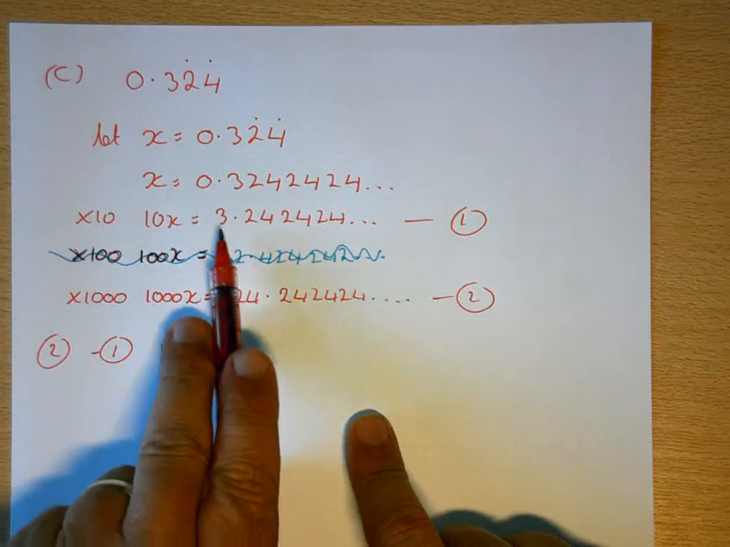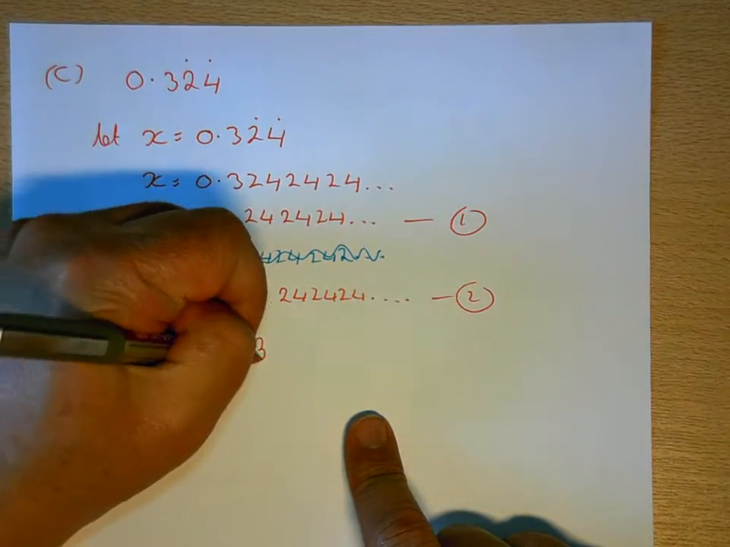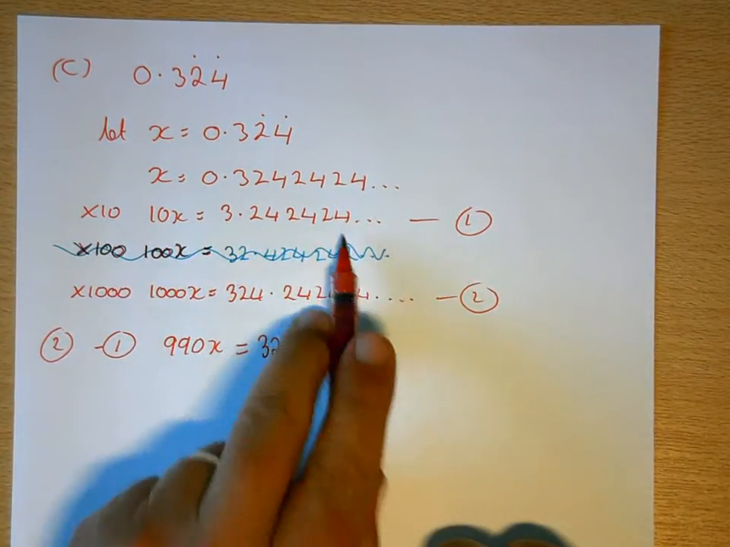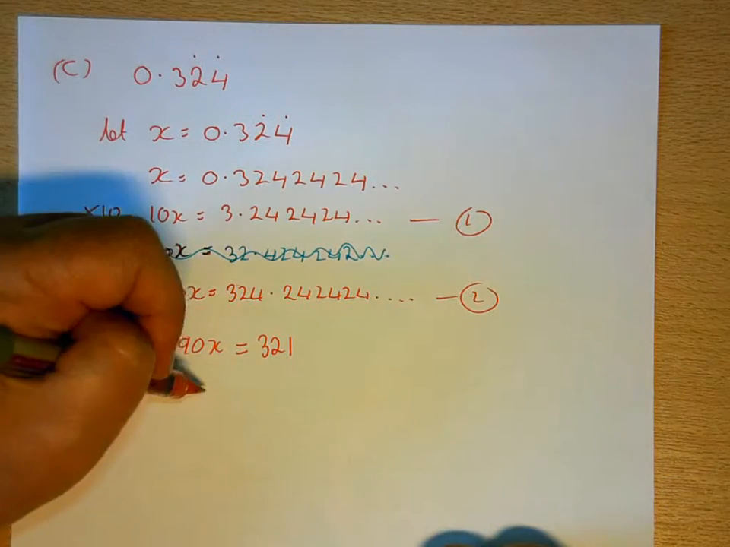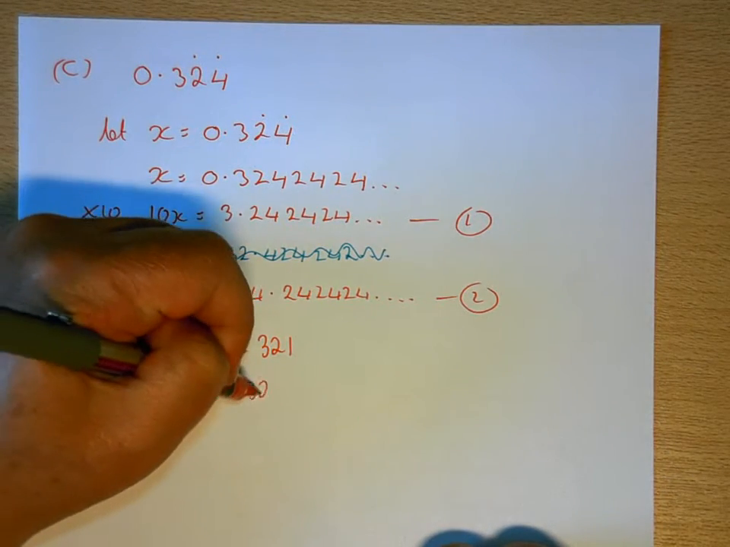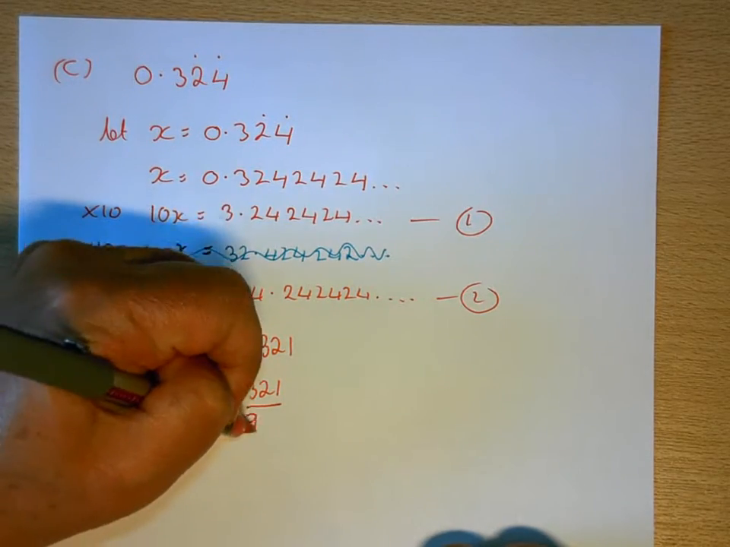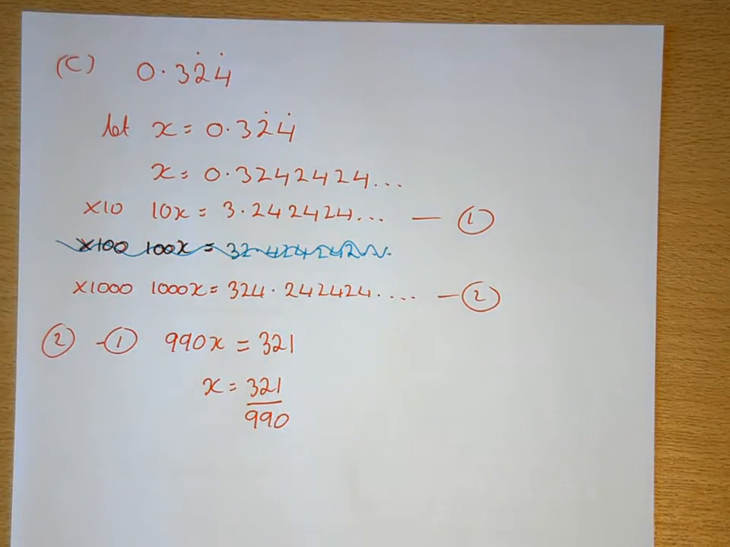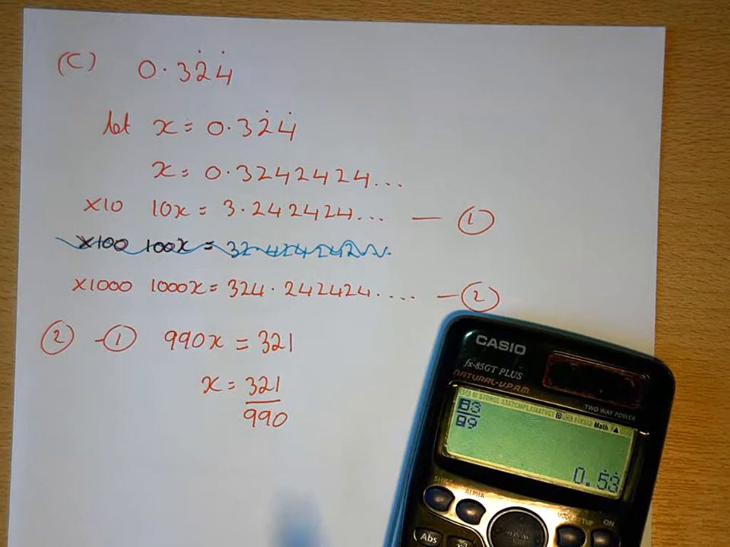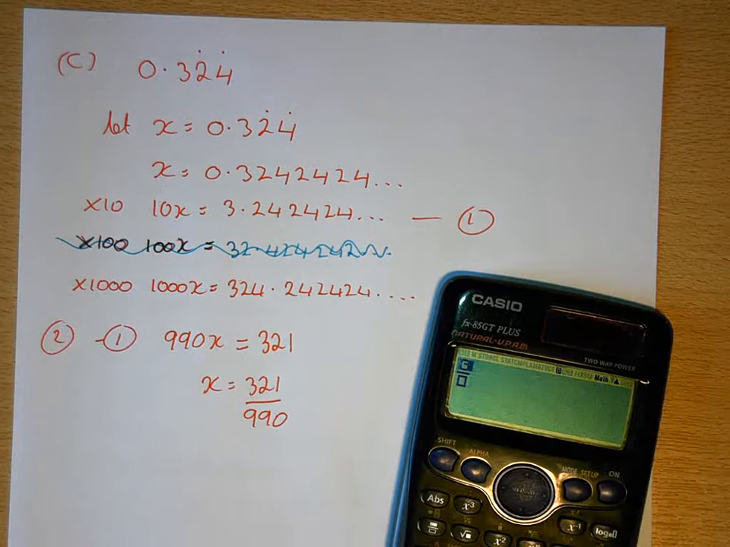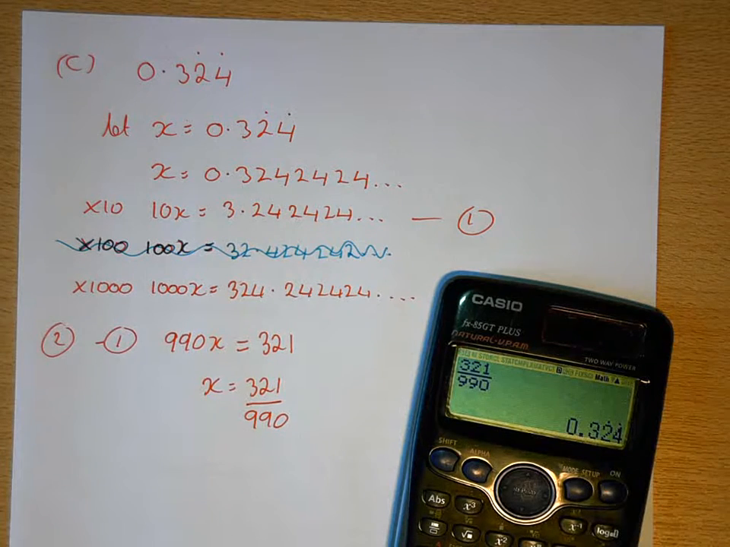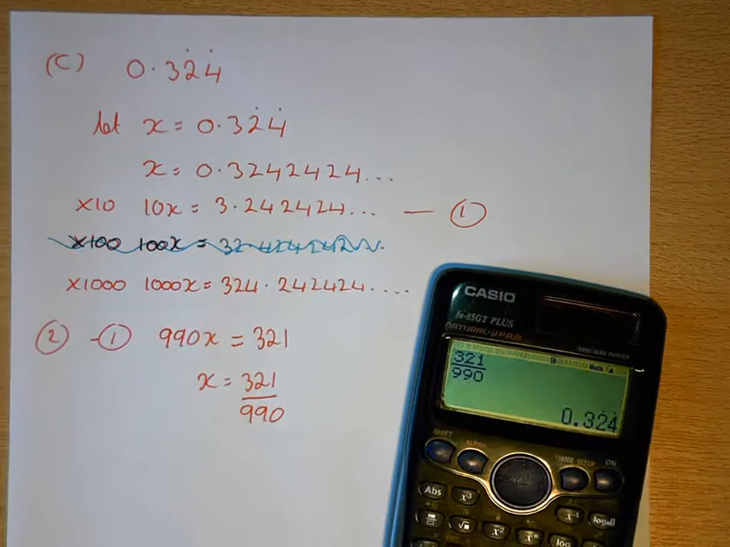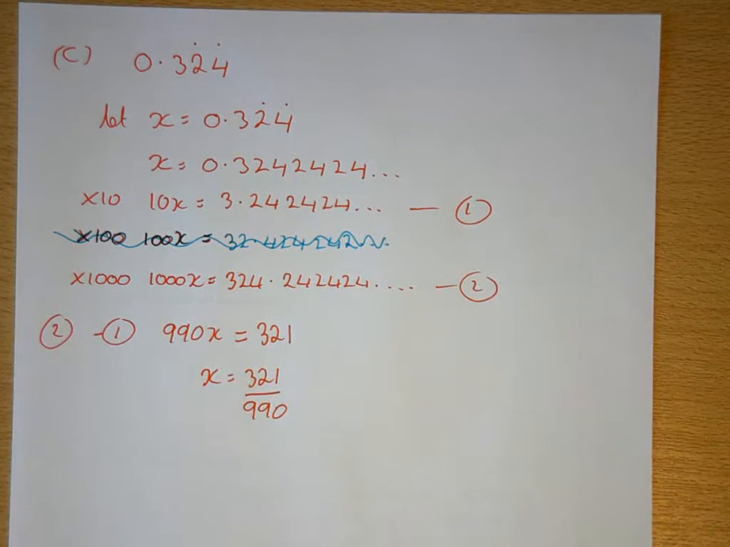And this side, I got 324, take away 3, which is 321. The decimal strings are aligned, so they will disappear, giving me x is 321 over 990. And just to be sure that we've got that right, 321 over 990 equals 0.3, and then the 2 and the 4 have got the repeating decimals, the repeating dots.